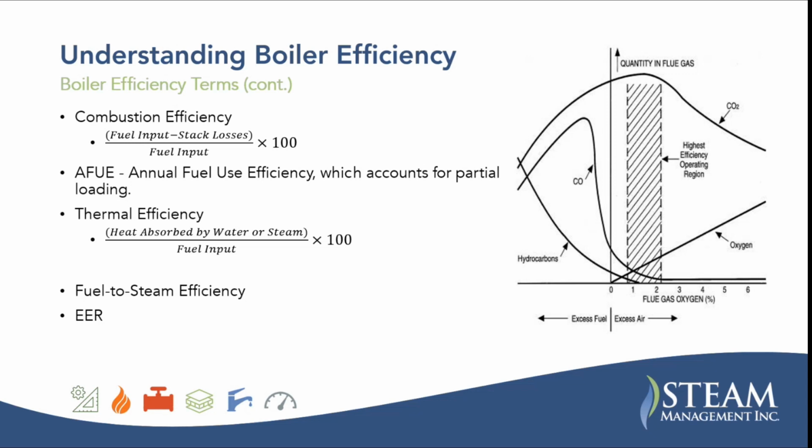AFUE is annual fuel use efficiency. It accounts for partial loading. It's very useful. Thermal efficiency is the heat absorbed by the water or steam divided by the fuel input. So you can see that a lot of these are kind of redundant. Fuel to steam efficiency is very similar. And then you have EER, energy efficiency ratio, which is a standardized measure of efficiency to compare different boilers. And this is more common for smaller boilers for heating applications.